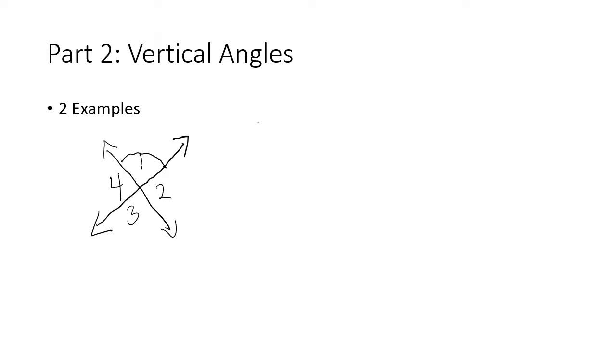If I look at 1 and 4, 4 is also adjacent. So 1 and 4 can't be vertical. The only angle that is not adjacent to 1 is angle 3. Those 2 are what we consider vertical. So angle 1 is vertical to angle 3.